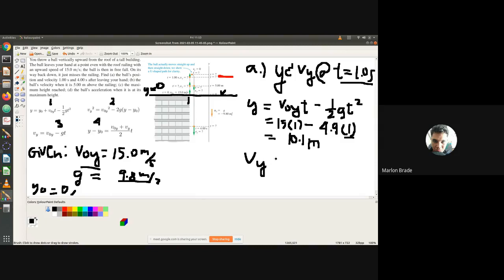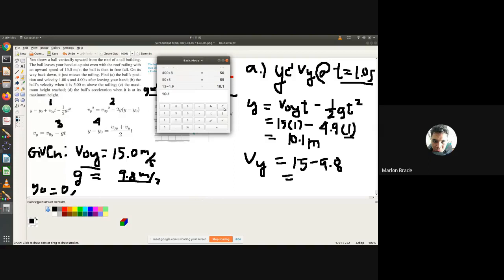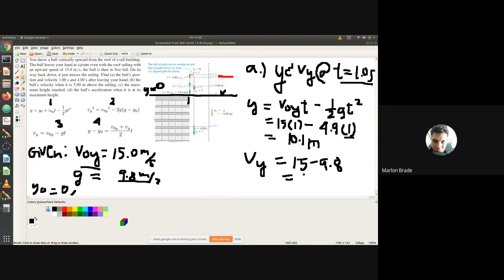Vy nako is equal sa pila? 15 minus 9.8 times 1. Equals to, so this is just 15 minus 9.8. Okay, this is 5.2. So 5.2.